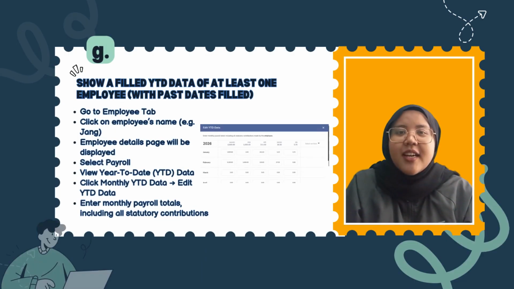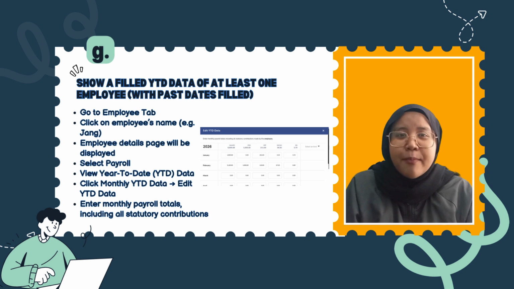To get YTD data, the user can go to the Employee tab and click on the employee's name. In this case, Jang was chosen. After clicking on Jang, the editing place will display. Then, the user clicks on Payroll and will see year-to-date data. Next, the user clicks on Monthly YTD data and the editing tab will be displayed. After that, the user can enter the monthly payroll total including all statutory contributions made by Jang.